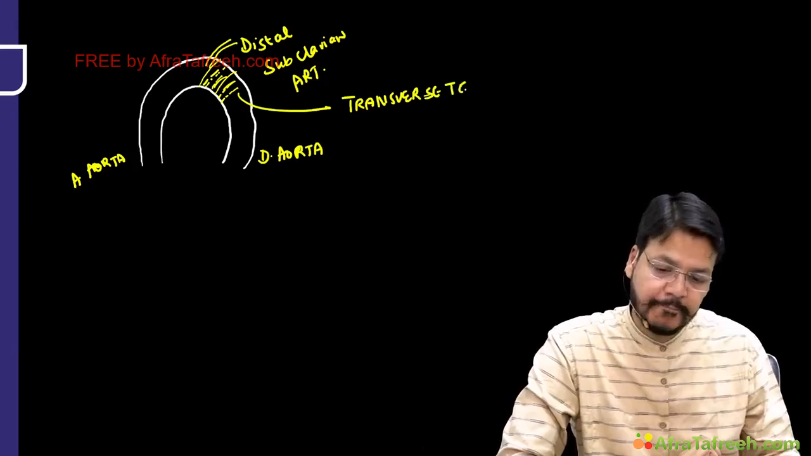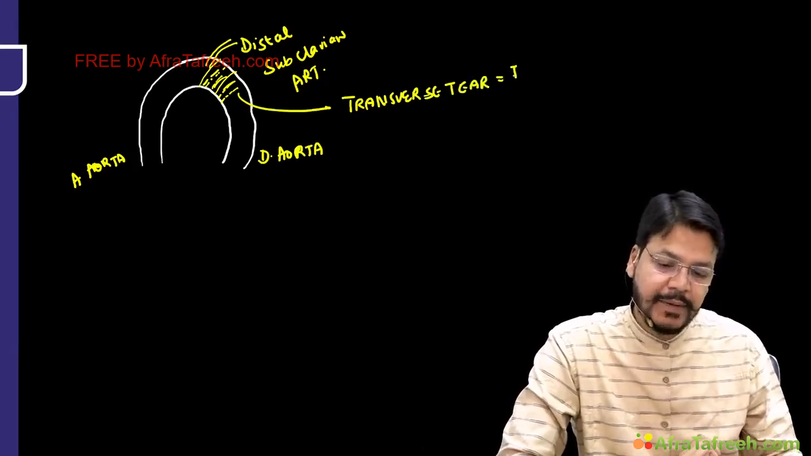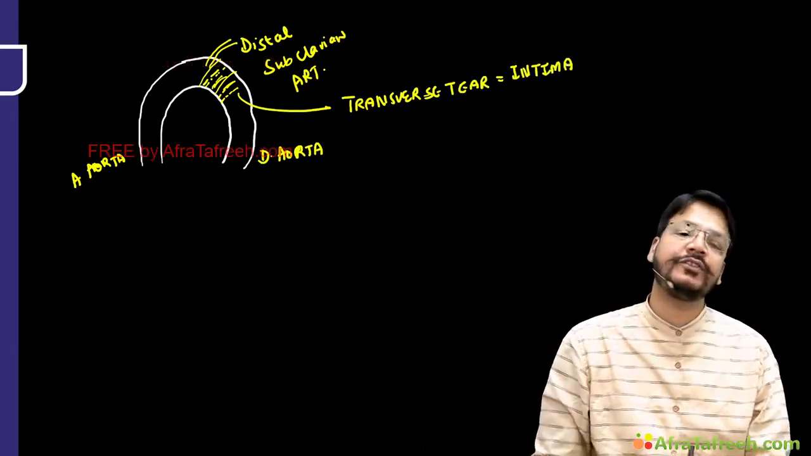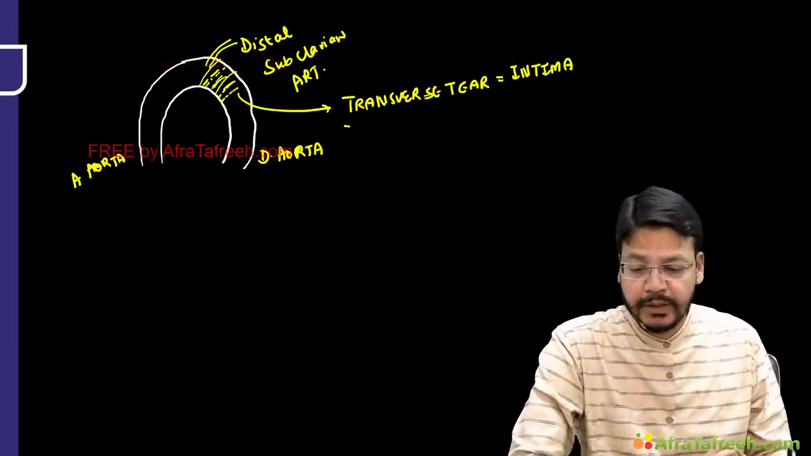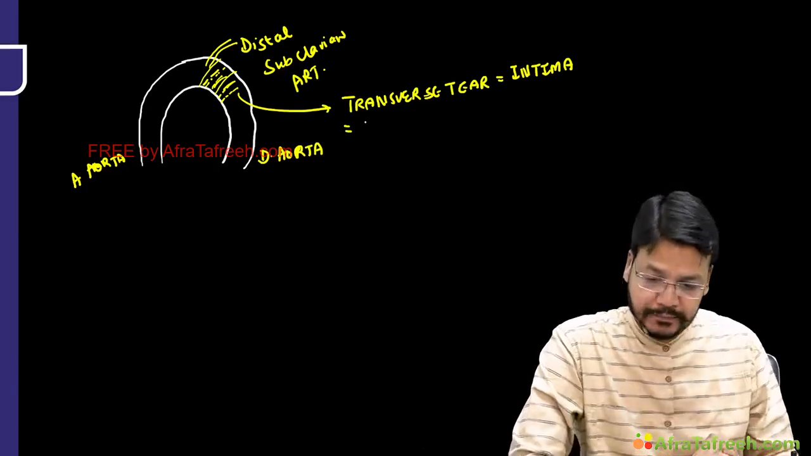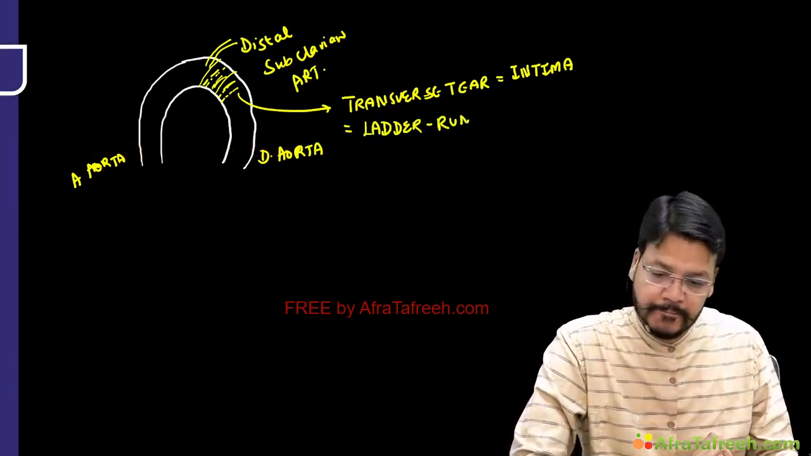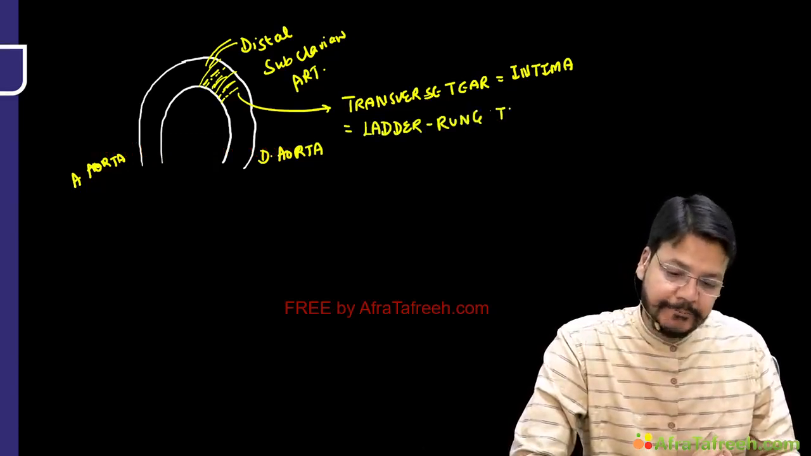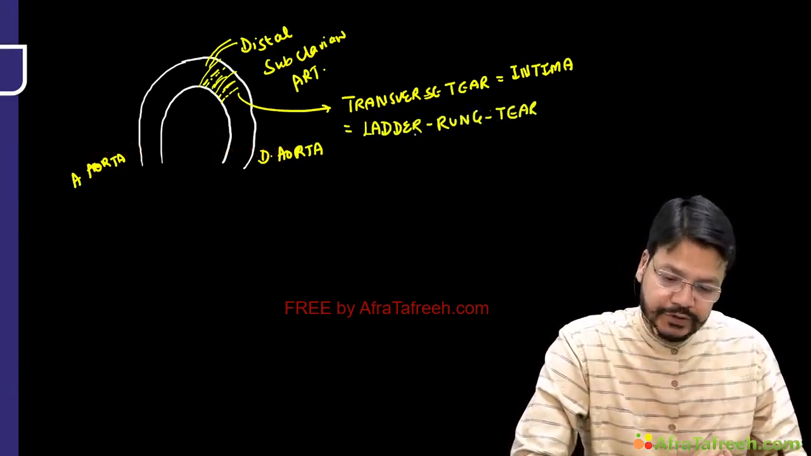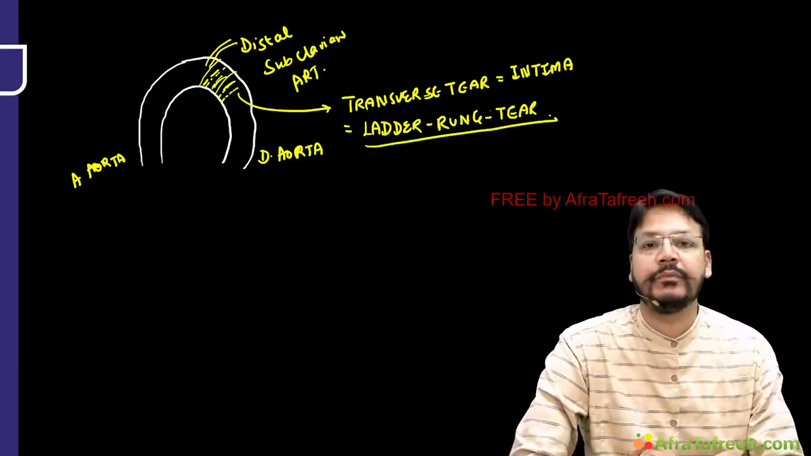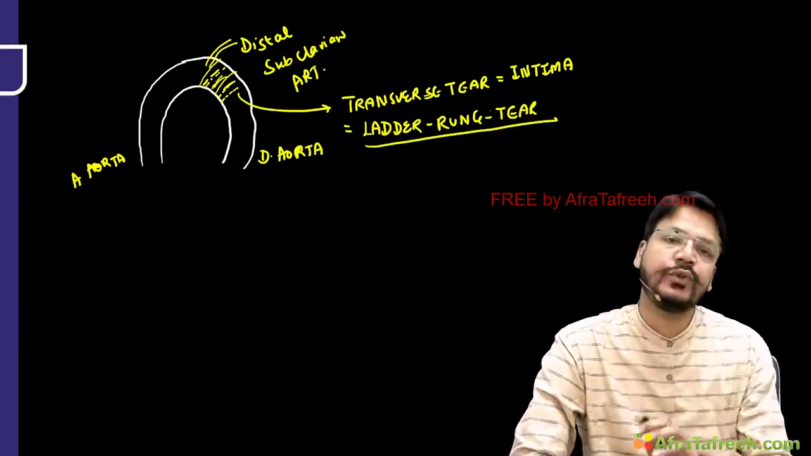Transverse tear in the intima of the isthmus. And my dear friend, this is known as ladder rung tear. This is just like a ladder pattern. This is known as ladder rung tear. It is the isthmus, the intima showing a transverse tear.